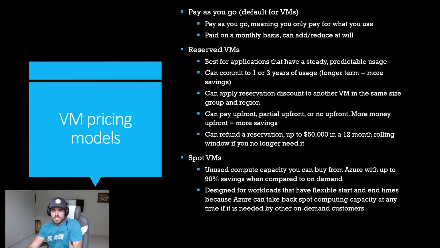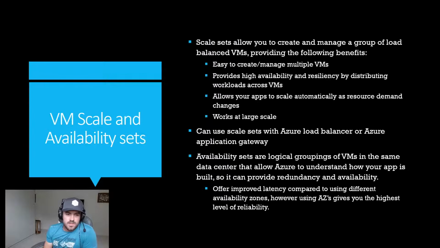Okay. And then spot VMs. This is a nice benefit of cloud computing, but this is essentially unused compute capacity you can buy from Azure with up to 90% savings when you compare them to even on-demand and pay-as-you-go pricing. All right, it's designed for workloads that have flexible start and end times because Azure can actually take back that spot computing capacity at any time. You'll get a brief warning, but again, you should not be running mission critical workloads on spot VMs. These are more for maybe functions or batch processing, things that you don't mind having interrupted at any given point, okay?